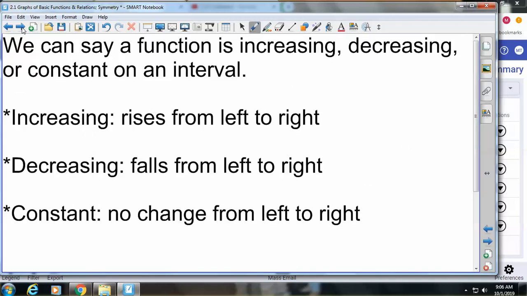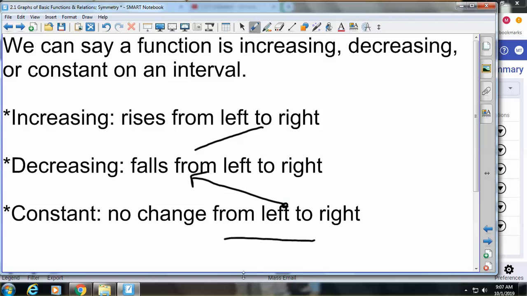I might also ask you where a graph is increasing, decreasing, or constant. Increasing, we're just talking about left to right. So increasing means our function is rising from left to right. So something like that. That is increasing. Decreasing would be it's falling from left to right. And constant would be no change. What would that look like? Horizontal line.